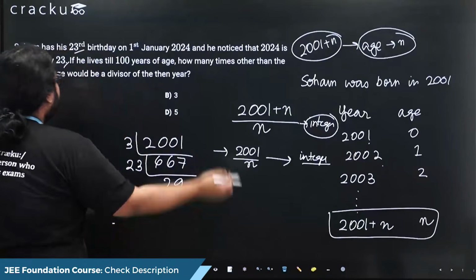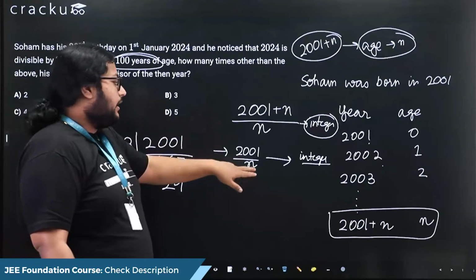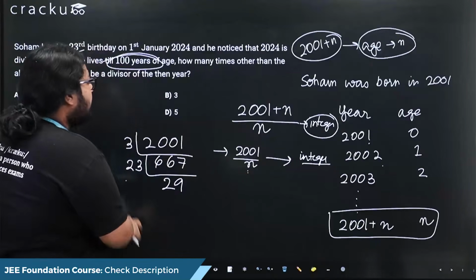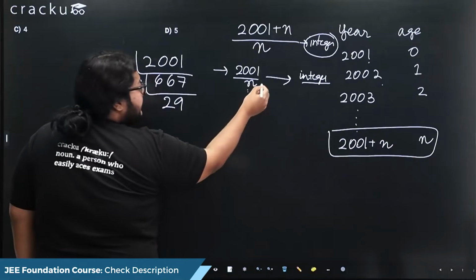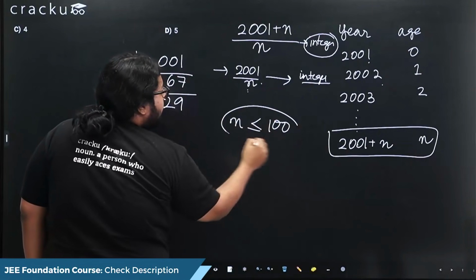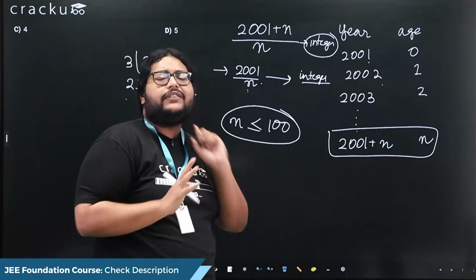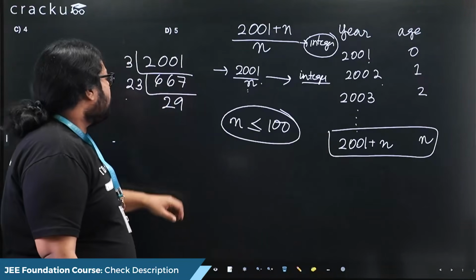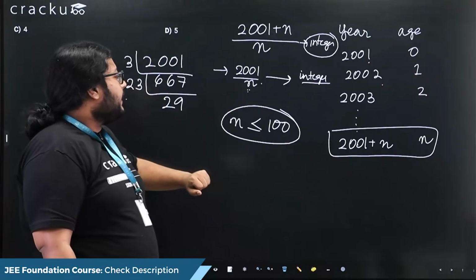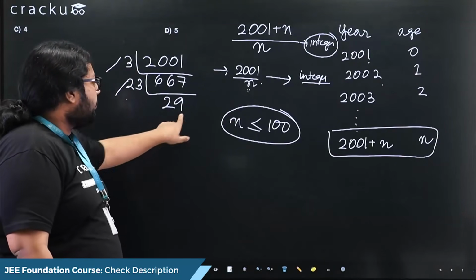Obviously, we are told that he lives only till 100 years, which means his age n cannot be more than 100. This is the age, no? n has to be less than or equal to 100. Otherwise, it's not going to work. Why? He lived till 100 years. He can't have an age of 101. So what are the possible values of n? n can be 3, n can be 23, n can be 29.